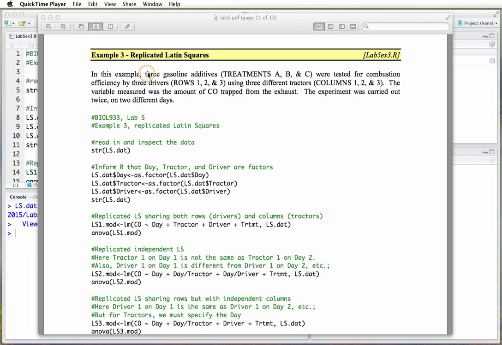This is going to be a replicated Latin square. It's a Latin square because we have 2 different blocking variables, drivers and tractors. I'm going to call these rows and columns. And we have our 3 treatments. So there's the 3 by 3 constraint, 3 rows, 3 columns, 3 treatments that we would expect in a Latin square. And in this particular case, it's replicated because the experiment was carried out twice on 2 different days.